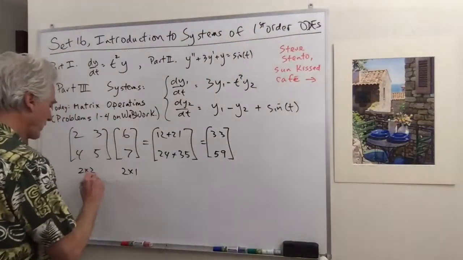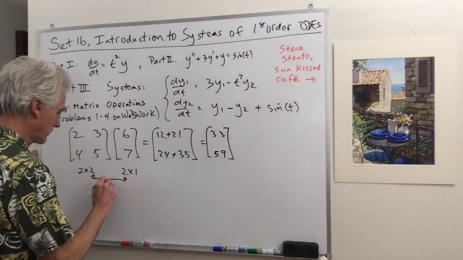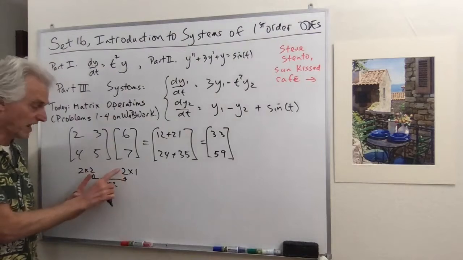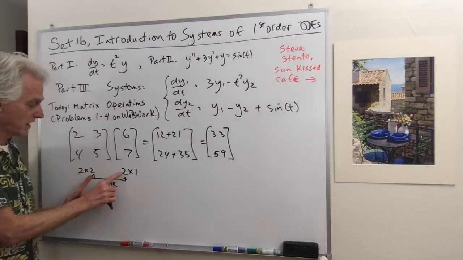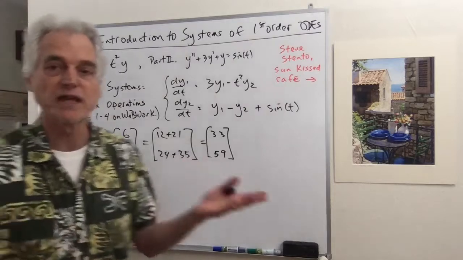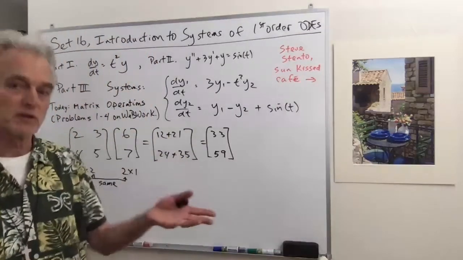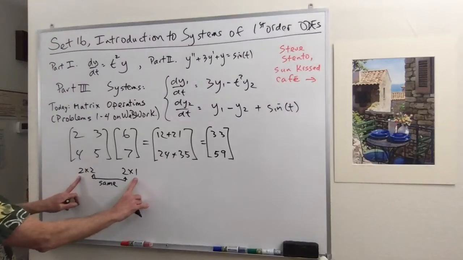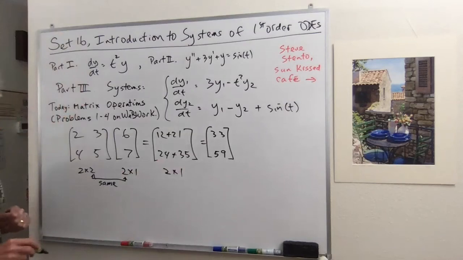And this works because these two inner numbers are the same, right? Then these matrices can be multiplied. They're compatible for multiplication. And the result is the outer number. The result is a 2 by 1. This is a 2 by 1 matrix. Okay?